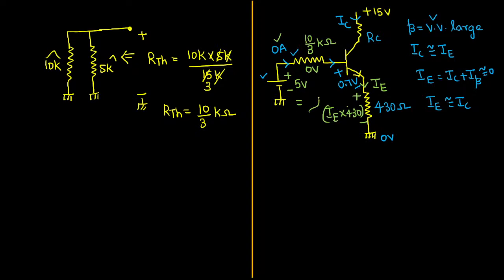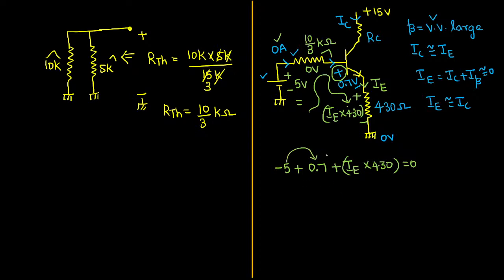Now I am going to apply KVL for this loop. Shall we apply? Yes, of course. Start from minus 5 voltage plus the voltage drop across the resistor will become 0. So that is useless. Next, here we are having plus 0.7 cut-in voltage. Next, emitter IE into 430 ohm resistor equal to 0. Minus 5 plus 0.7 will become minus 4.3.